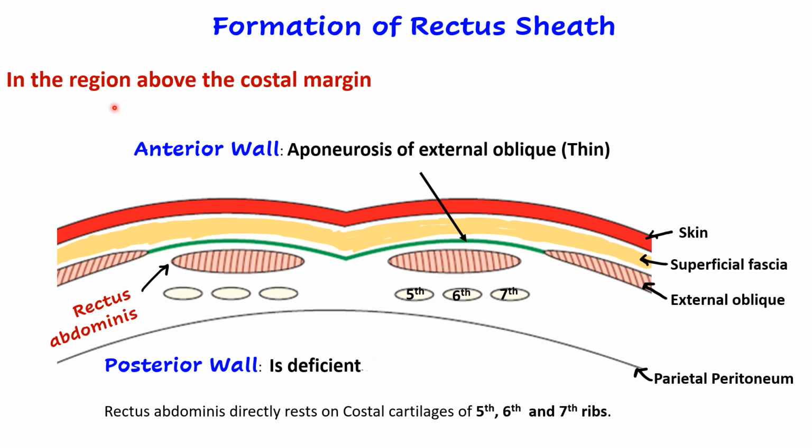So this is important. In the region above the costal margin, only anterior wall is present, posterior wall is deficient, and anterior wall is formed by aponeurosis of external oblique. And that's why the rectus sheath, its anterior wall, is thinnest in this region.